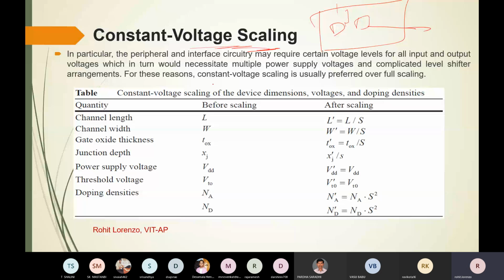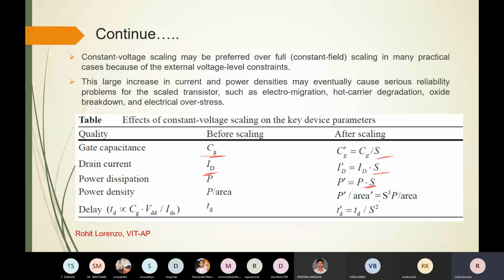What are the results for that? The capacitance before scaling is Cg and it becomes Cg by S. The drain current is Id and it changes to Id into S. And the power dissipation is P into S. So you can see the power will not scale down. There will be an increment in the power dissipation. So it is sometimes preferred over constant field scaling.